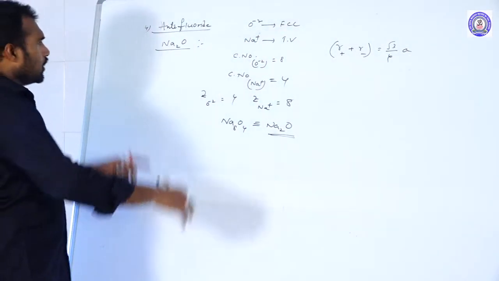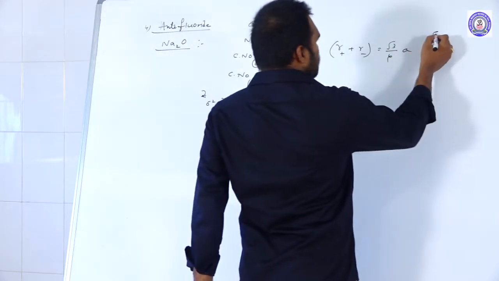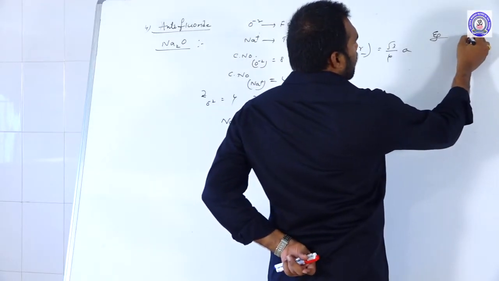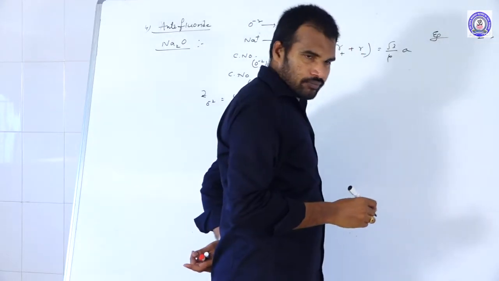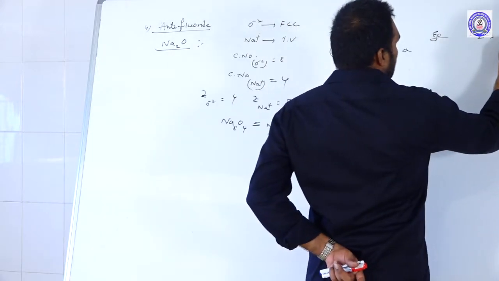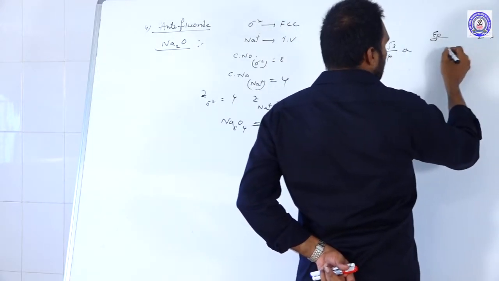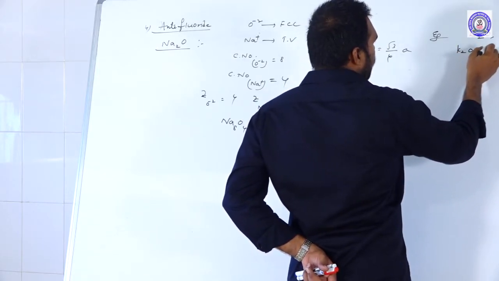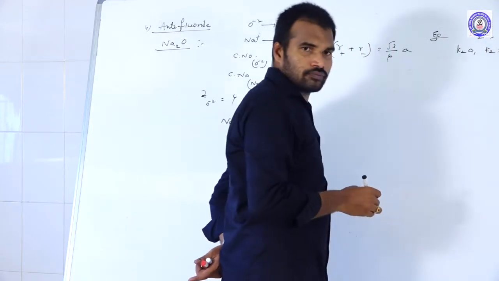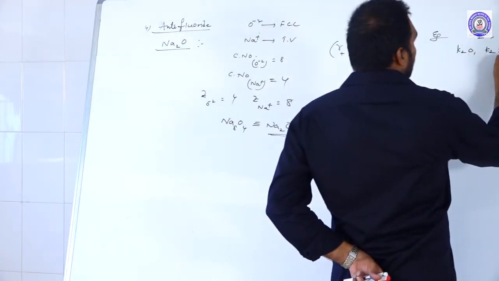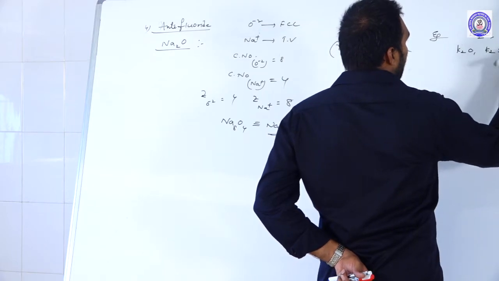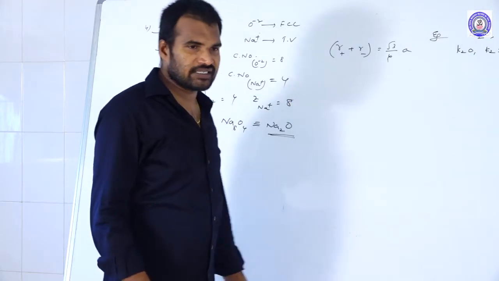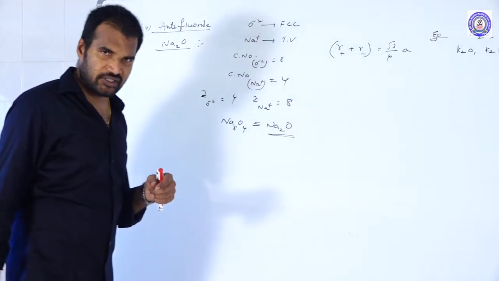Like anti-fluorite, what other salts show the same crystal lattice? Lithium oxide will form it. Oxides and sulfides of group 1A elements, Na2O and Na2S, K2O, K2S, these are the salts. So oxides and sulfides of group 1A elements show the anti-fluorite structure.